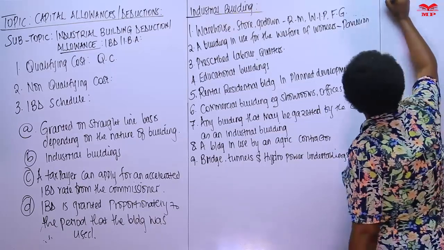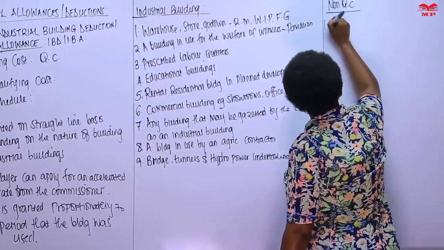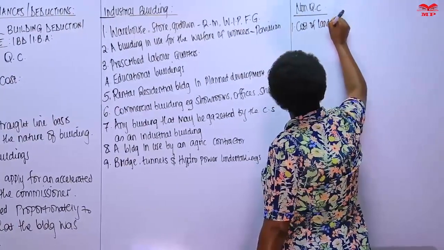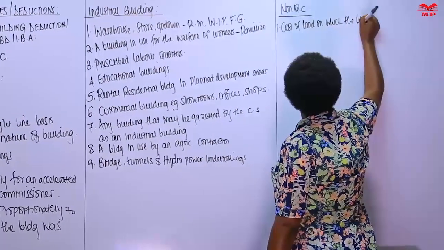So the non-qualifying costs include, 1, cost of land on which the building is constructed.